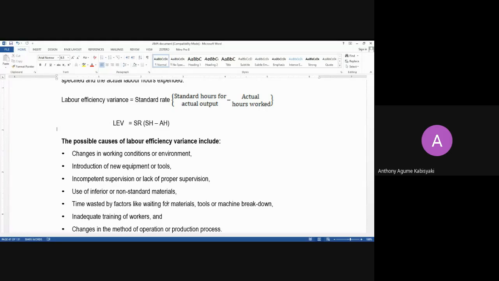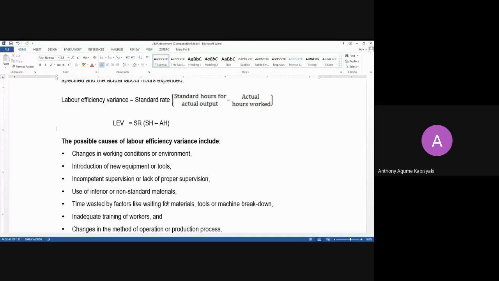So possible causes of labor efficiency variance: 1, changes in working conditions or environment. If the working conditions are not favorable, you do not expect employees to be efficient. Then also, once new tools or equipment are introduced and employees are not trained on how to use them, they will take more time. Lack of supervision. In most cases some employees will give you results once they are properly supervised. So if there is no supervision, you may not get the output.